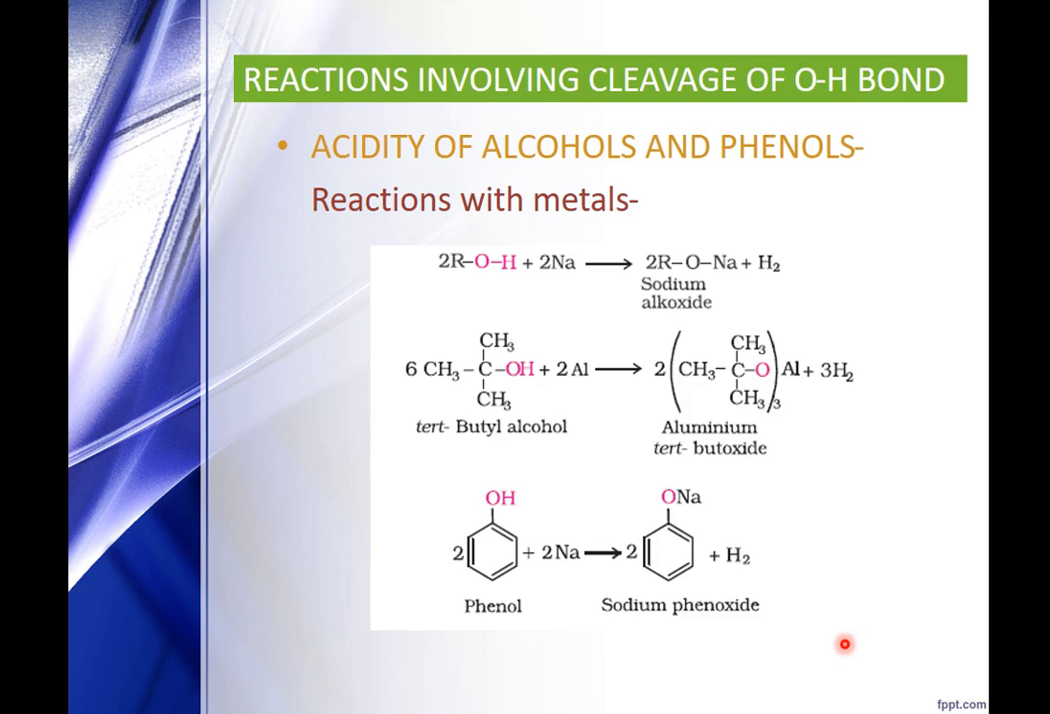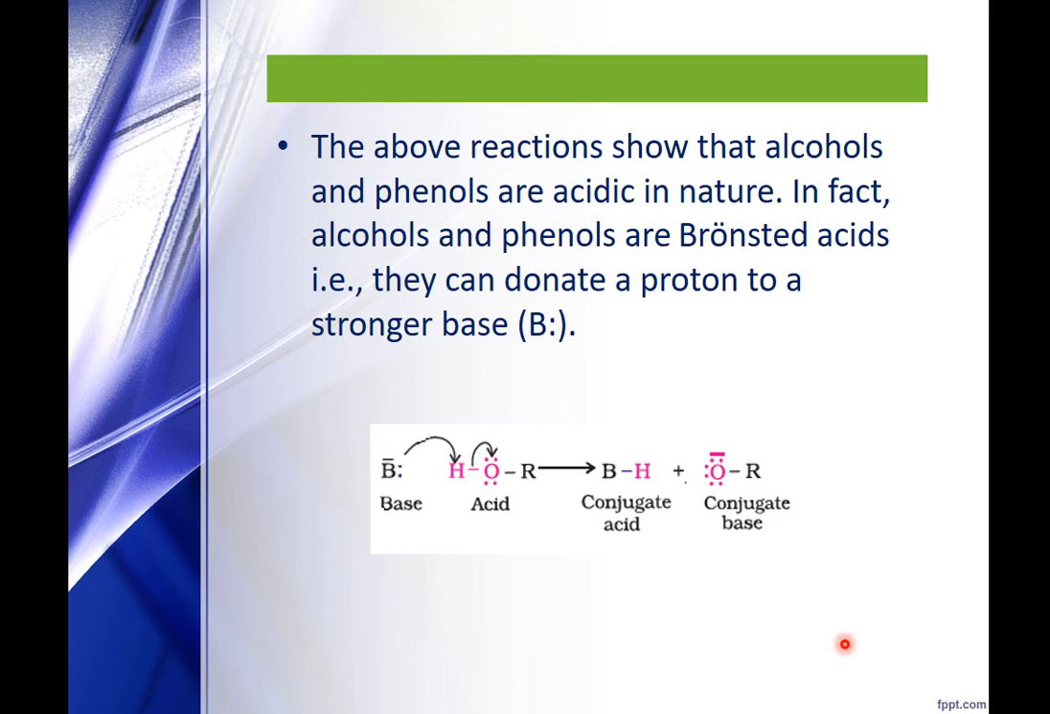All these reactions suggest that alcohols are acidic in nature. In fact, alcohols and phenols are Bronsted acid. Bronsted acid means they can donate a proton to a stronger base. You can see here, this is a base. This base can take up this hydrogen, forming conjugate acid.